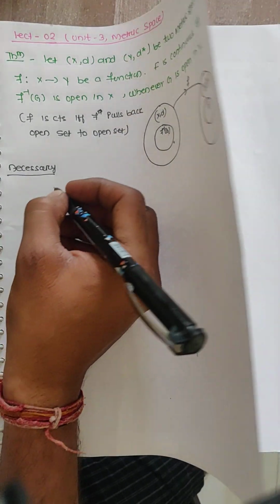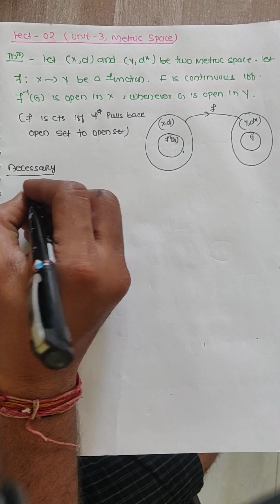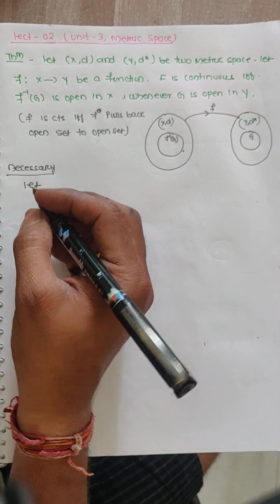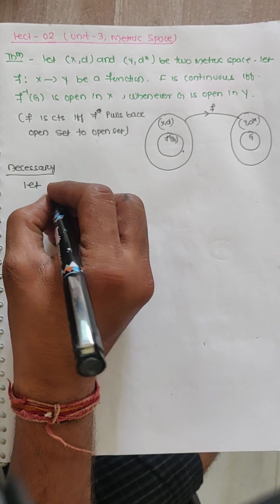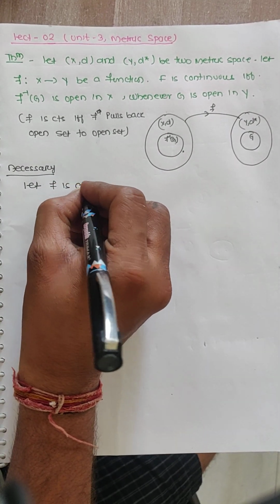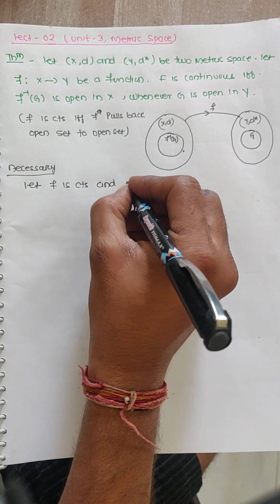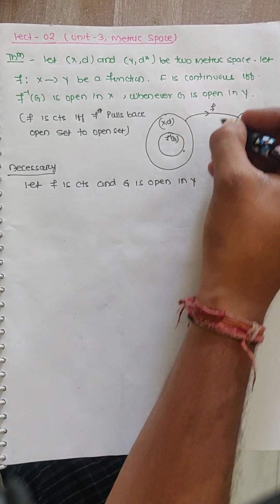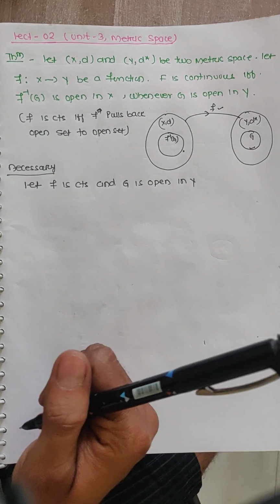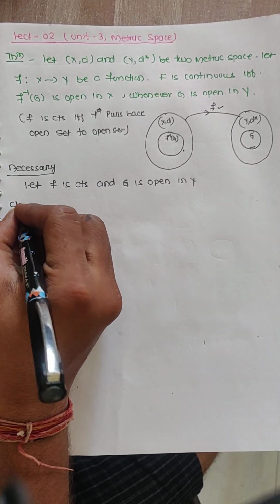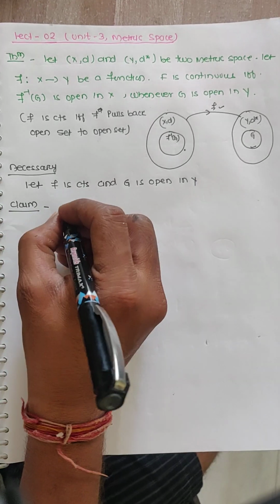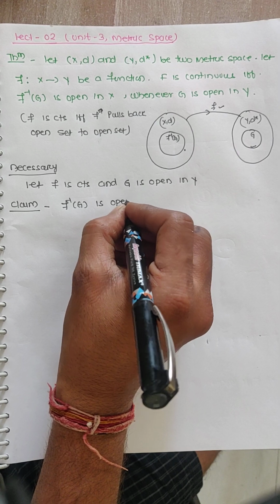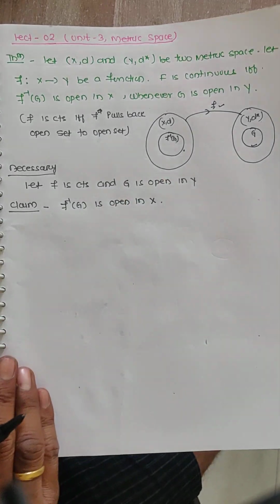Let f be continuous and G be open in Y. f is continuous and G is open in Y. My claim will be that f inverse of G is open in X.